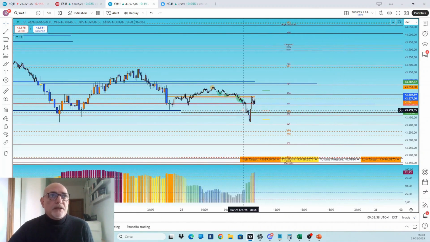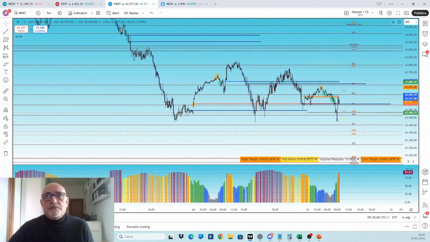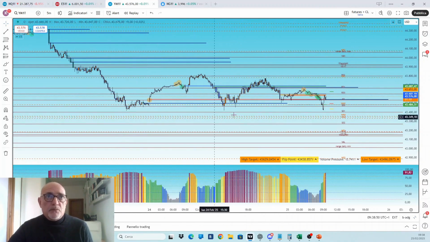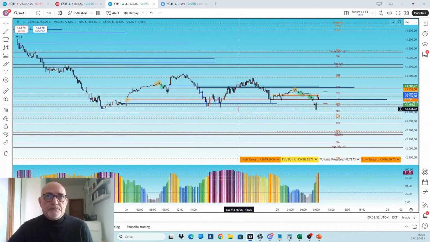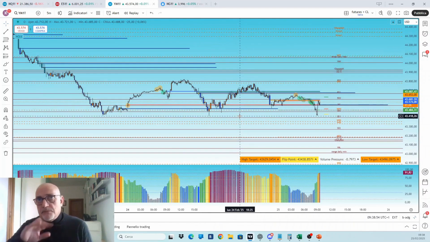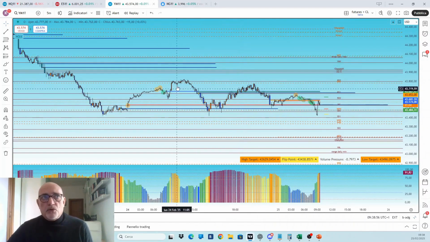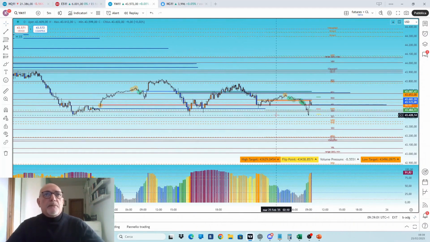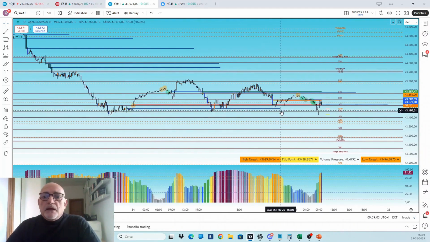So at the opening, it's also true that on Friday, both S and the Dow Jones took quite a hit. So probably also due to a greater recovery, precisely because of the more substantial decline that happened on Friday.